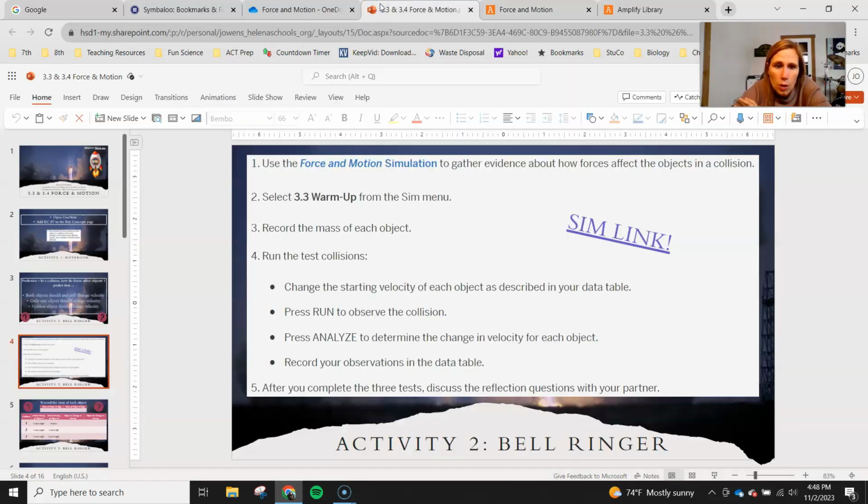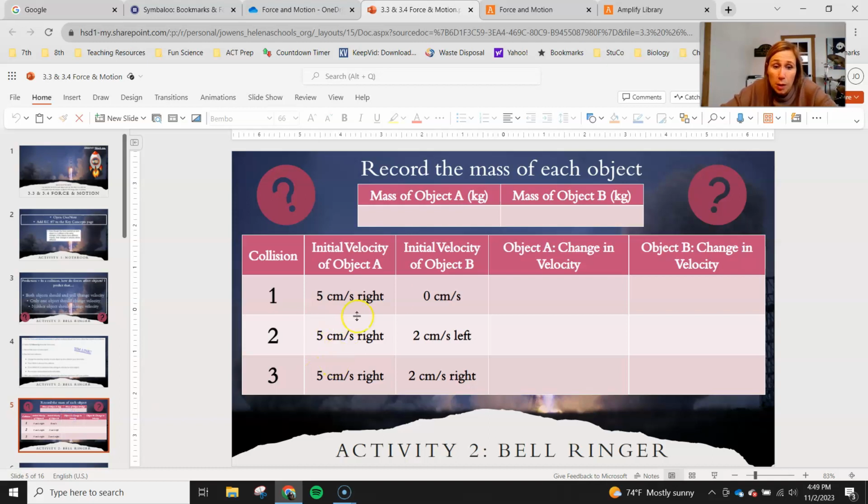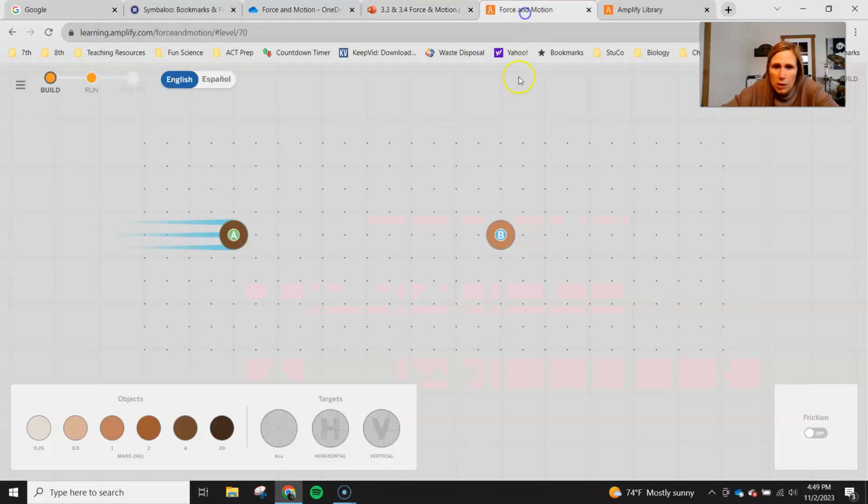Okay, so record the mass of each object, run the test collisions, change the starting velocity of each object as described in your data table. So on the next slide, we have our data table. Our first set of velocities is going to be how it's set up when we open up that part of the link for the 3.3 warm up. Okay, so then you're going to go ahead, take a look at the change in velocity.